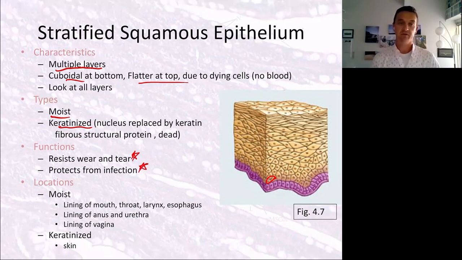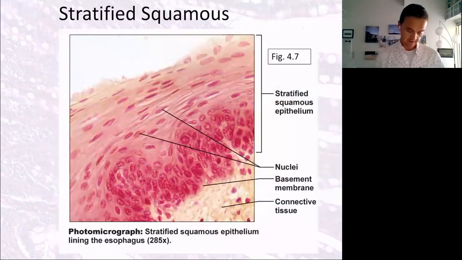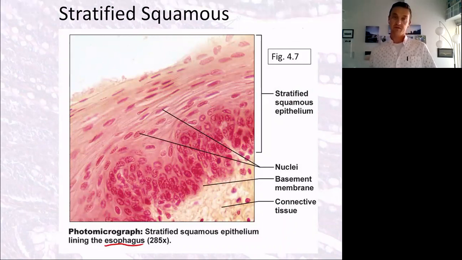The moist type we find in the mouth, throat, larynx, esophagus, so all of our respiratory and digestive tracts, at least going in. We find these in the lining of the anus, urethra, as well as the vagina. And then the keratinized is the skin. So let's take a look at that. This is an example of stratified squamous epithelium lining of the esophagus. So this is a moist type. You can see those nuclei here are all stacked on top of each other, so multiple layers there of tissue.